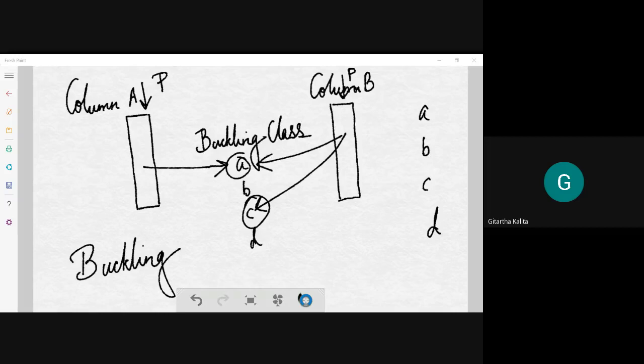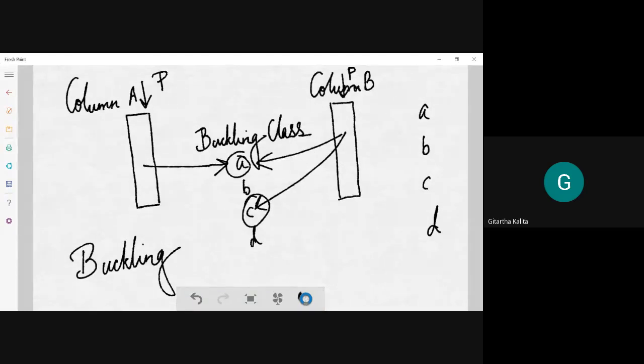The last column, the extreme right one: buckling class A, B, C, D. Can you see? So that's the thing. Columns are divided into groups. The takeaway from here is that columns are divided into groups A, B, C, and D. Groups are generally called buckling class.